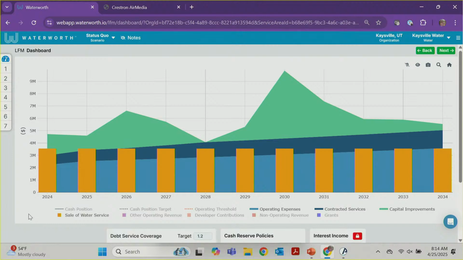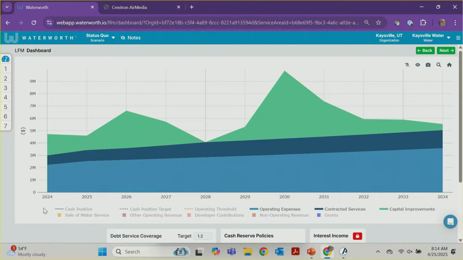Marin, just real quick, to make sure: everything that Marin was showing prior to the sale of water service is expenses. Yes. Do you want to show the detail that makes up those? Yeah, so these are all expenses for the next 10 years.